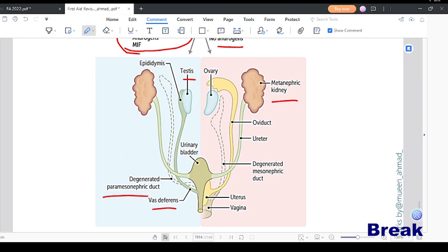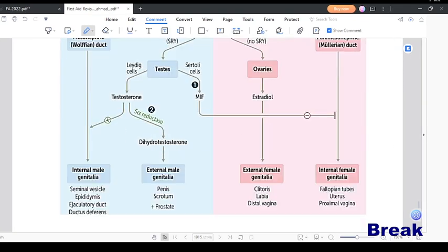And in the case of females, if you look at this side now, the mesonephric duct is degenerated, but the paramesonephric duct will give rise to the oviduct and the female reproductive system, along with the uterus and the upper part of the vagina. And here we have the degenerated mesonephric duct. So M is for males and M is for the mesonephric duct. That gets degenerated in females, while the paramesonephric duct is degenerated in males and the mesonephric duct prevails. So remember this one.